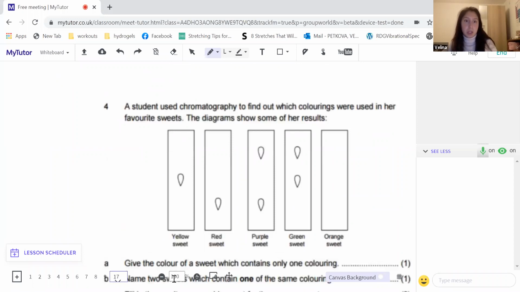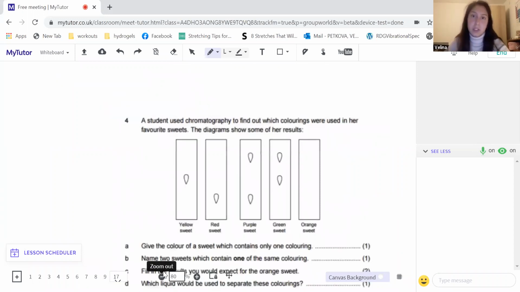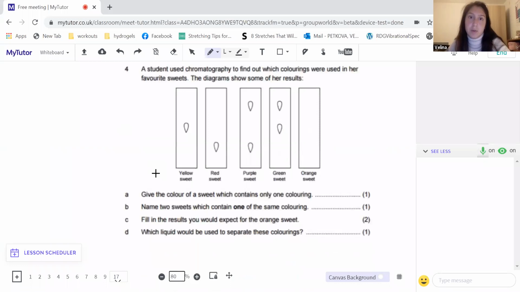So now let's look at this question. This is quite a fun question. So we're doing some paper chromatography to find out which colorings were used in her favorite sweets. The diagram shows some of her results. So give the color of a sweet which contains only 1 coloring. So if we just have 1 substance in, yeah, perfect. So exactly, yellow or red is a sweet that contains 1 coloring. Perfect, because they've just got 1 dot, that we haven't separated anything from anything.